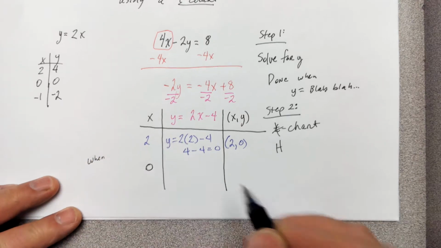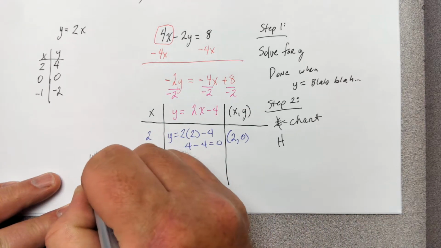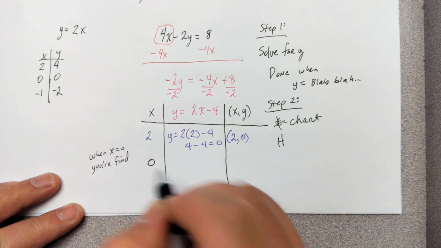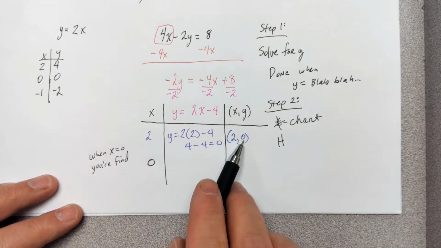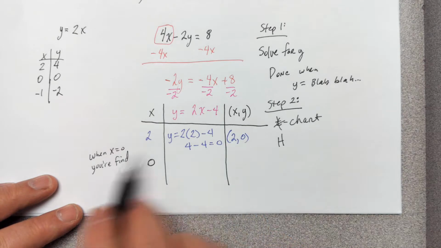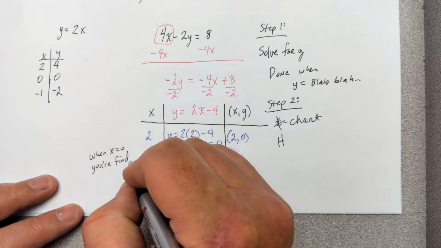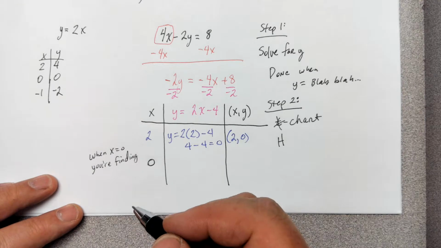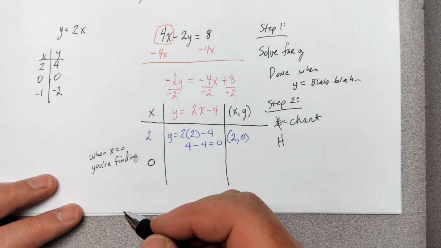You could write this in your notes. What you're finding, what do you mean? You find y. You're always finding y. Like we found y here was 0. But when x equals 0, you're finding, grammar's good, right? What is it you're finding? What do you mean the y?